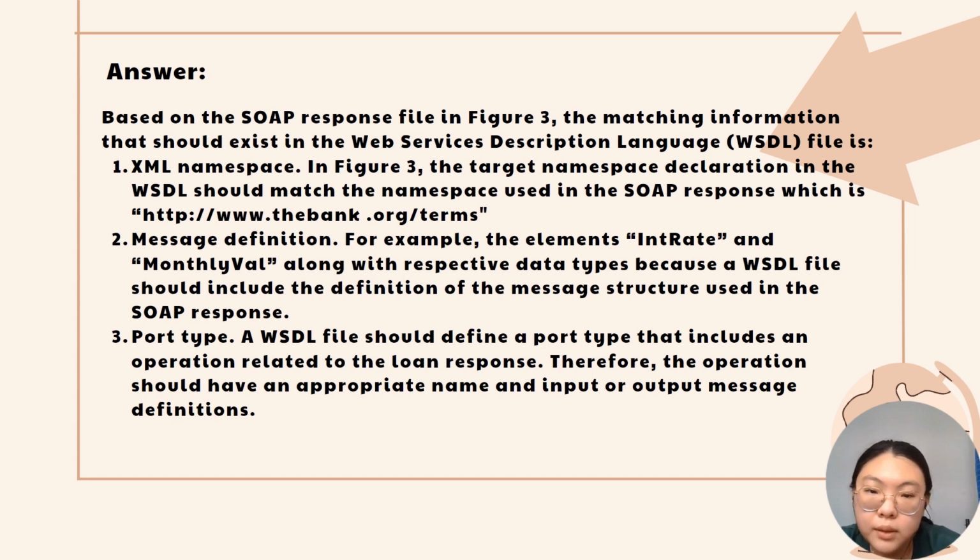Then the second is message definition. For example, the elements in rate and monthly val should be read along with respective data types because a WSDL file should include the definition of the message structure used in the SOAP response. The third is port type. A WSDL file should define a port type that includes an operation related to the loan response. Therefore, the operation should have an appropriate name and input or output message definition.